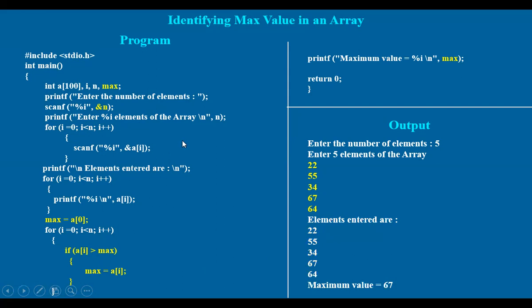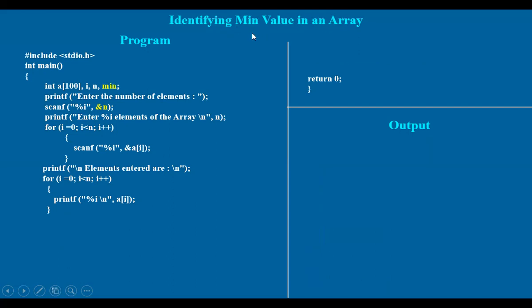Okay. Suppose I want the minimum value of this array. I want to identify the minimum value in this. So for this minimum value, instead of max, we have taken another variable called minimum, and the number of elements is the same. Even though this array can hold 100 elements, we are confining it with the help of this number, right? This is of our interest.